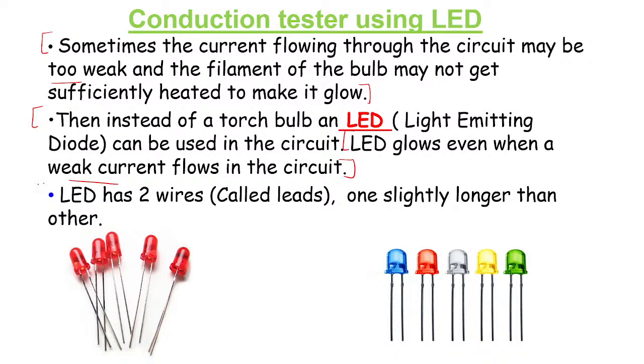This LED has two wires and these are called the leads of the LED. One is slightly longer and the other one is shorter. The longer and the shorter will represent the positive and the negative terminals of the LED. So LEDs can be used to make a conduction tester for conductivity of liquids.